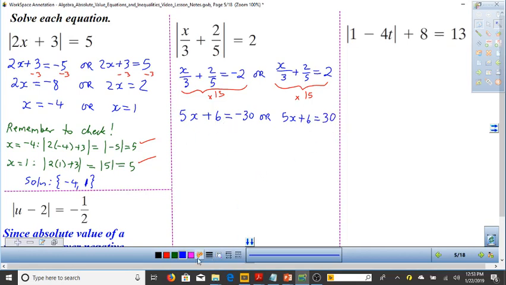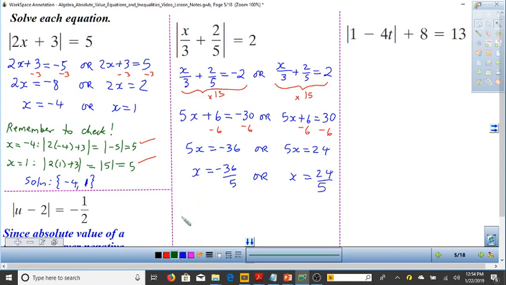And now we subtract 6 from both sides in both cases. And then we have 5x is equal to negative 36, or 5x is equal to positive 24. And then we divide both sides by 5. We get x is equal to negative 36 over 5, or x is equal to 24 over 5. And again, check. I would recommend you check answers. So I'm not going to show that in the notes, but I'll explain it.